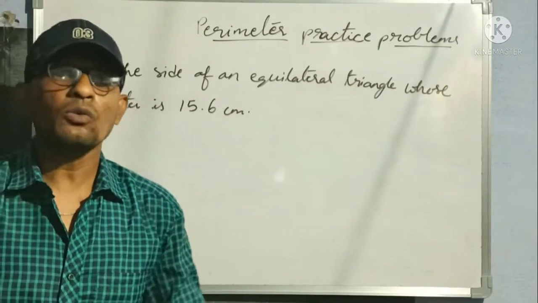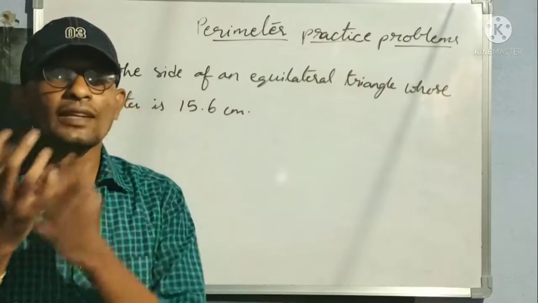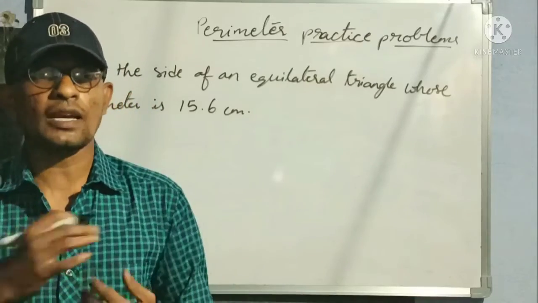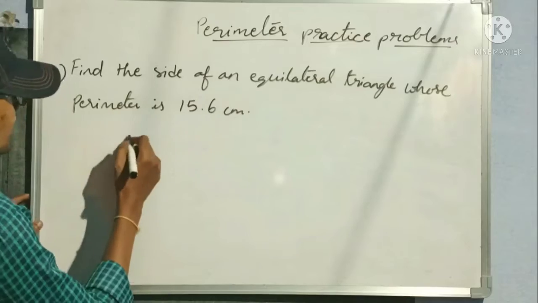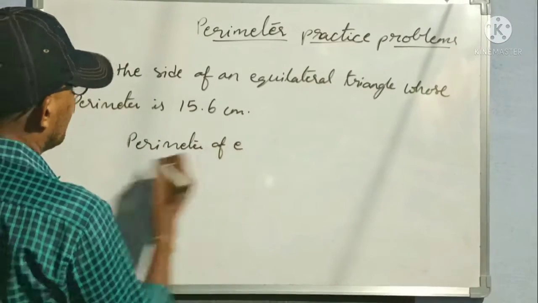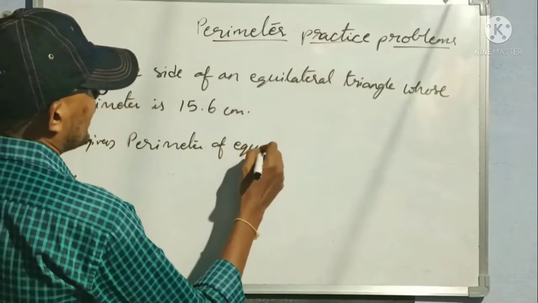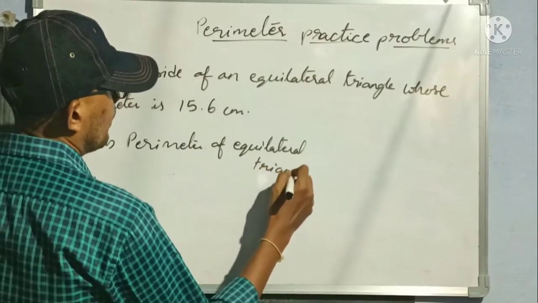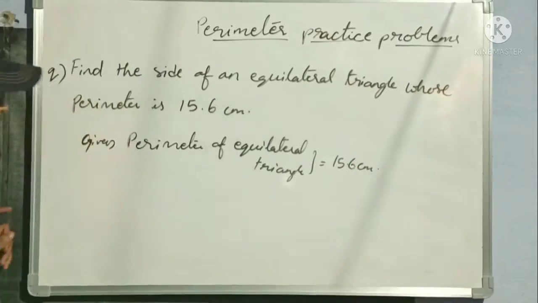Now in the previous problem we knew the side and calculated the perimeter. Now we know the perimeter, and we need to calculate the side. Understood? So let us solve. First, the perimeter of the given equilateral triangle is equal to 15.6 centimeters.